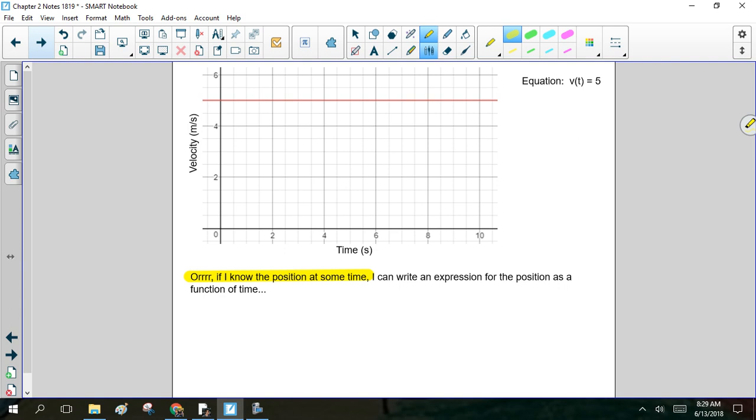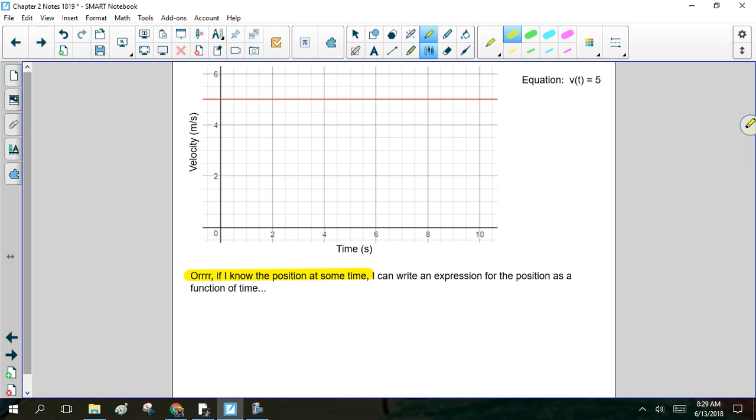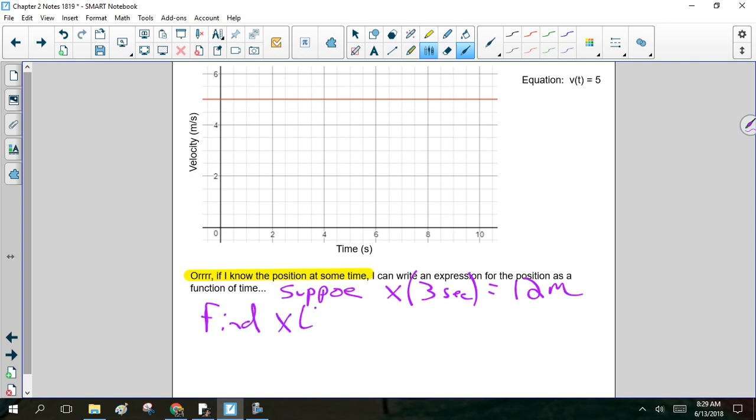Okay, so let's do this. So it says, suppose I know the position at some time. I can write an expression for the position as a function of time. All right, so suppose I told you this. Suppose the problem said, suppose that the position after, I don't know, let's say 3 seconds is, how about, I don't know, about 12 meters, say, okay? Let's find an expression for the position at time t, okay?